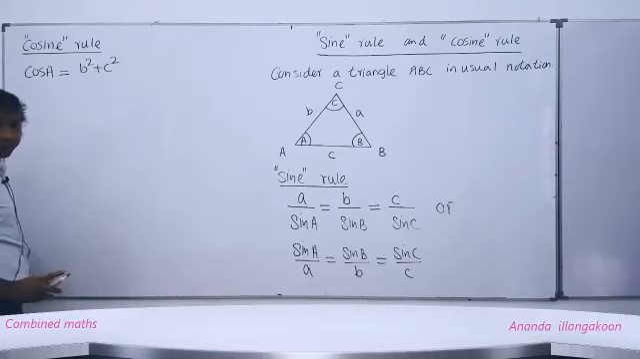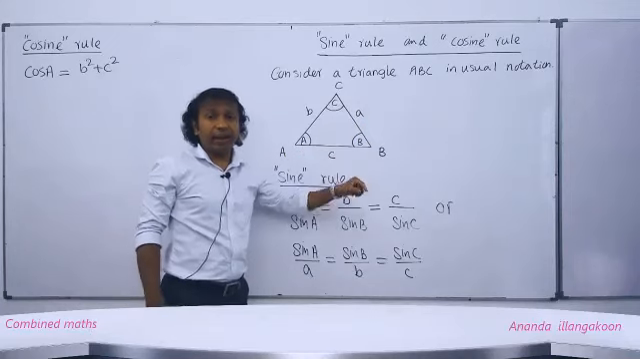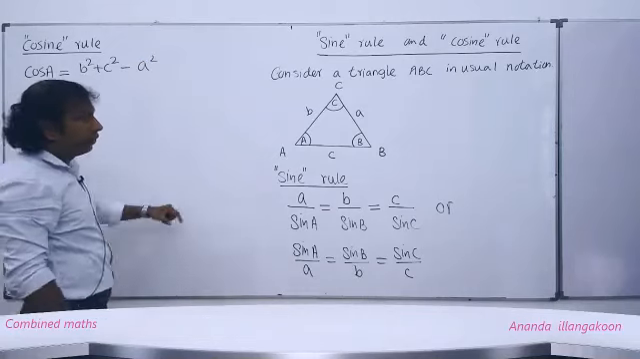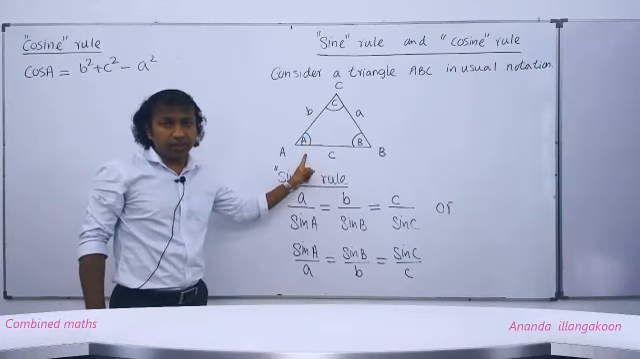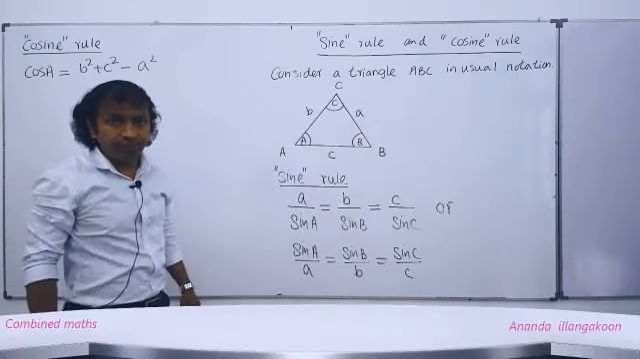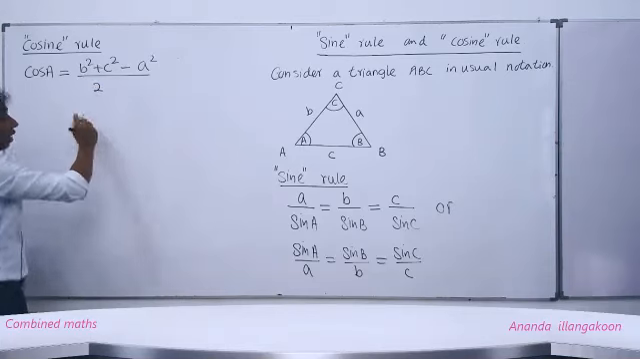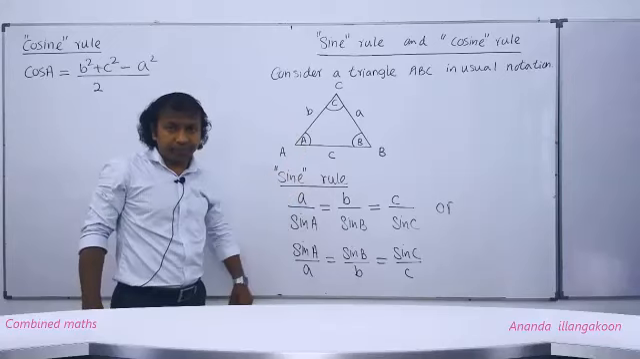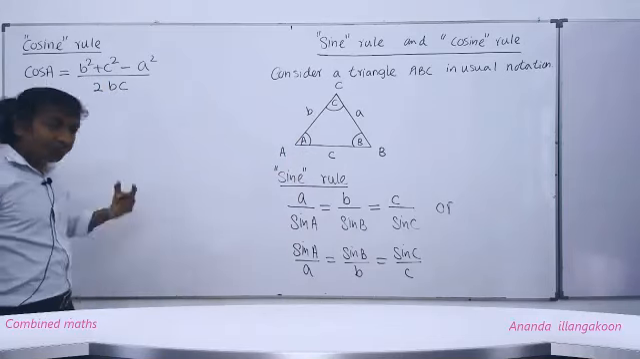Now go to the opposite side, it is A, square that and subtract it from this sum. We take the sum of the squares of the adjacent sides of this angle, and we subtract the square of the opposite side. And people, divide this by two times the product of the lengths of the adjacent sides of this angle. Not too easy. This is how we write cos A. This also we can prove.